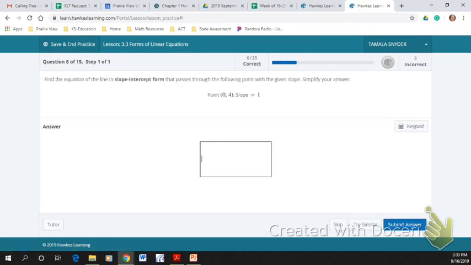Okay, so this one's a one-step problem. That one should be easy enough. I'm going to skip that one. Let's look for another one of those three-step problems.